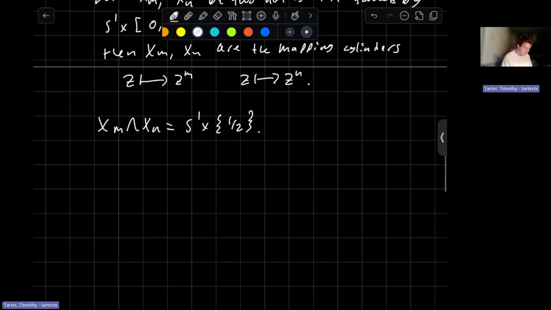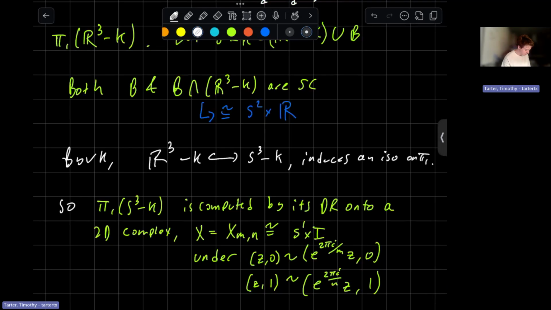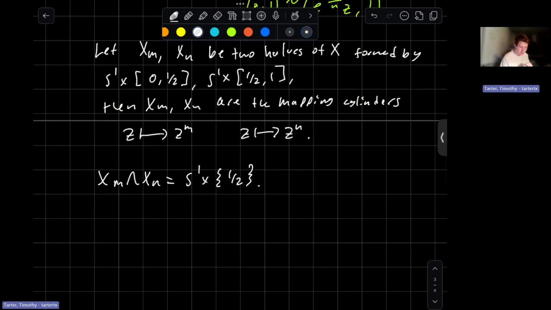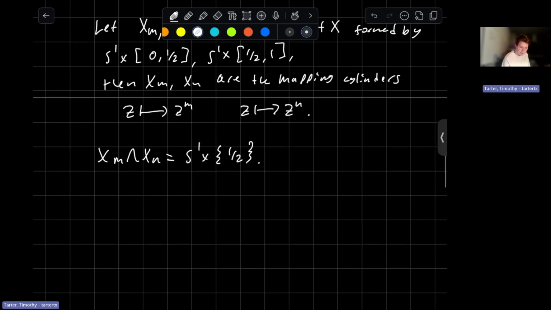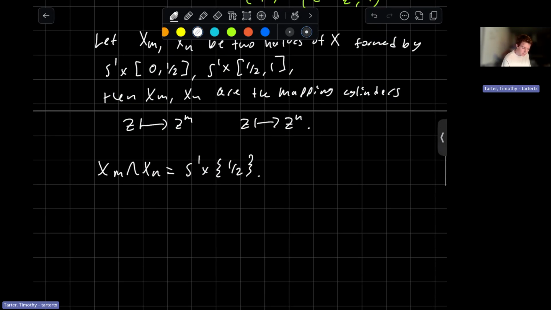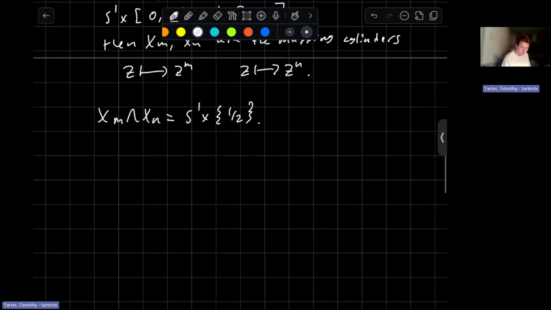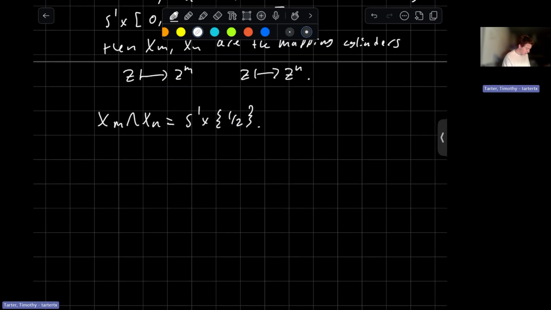So this is how it's computed, but it's going to be a while. To obtain an embedding of X in S3 minus K as a deformation retract, we will use the standard decomposition of S3 as S1 with the 2-disk union the 2-disk with S1, which are two solid tori.